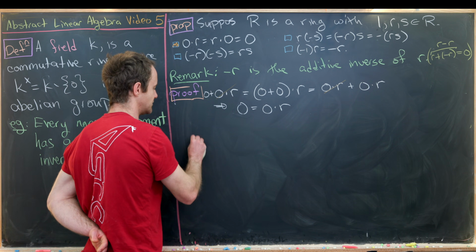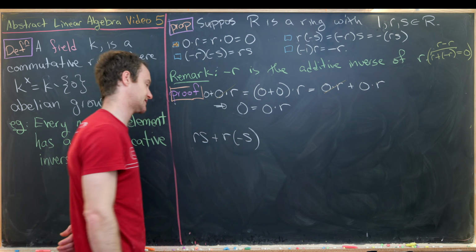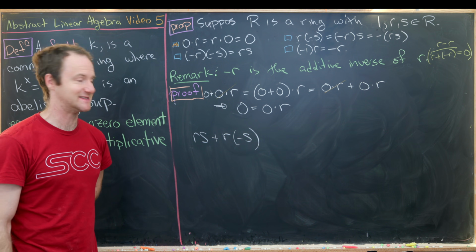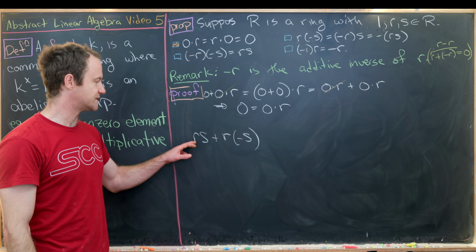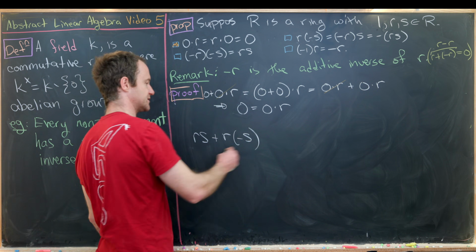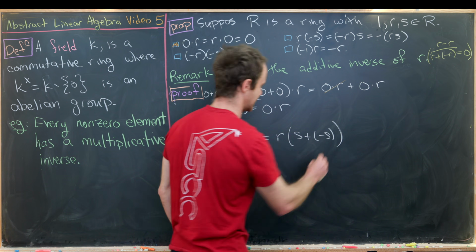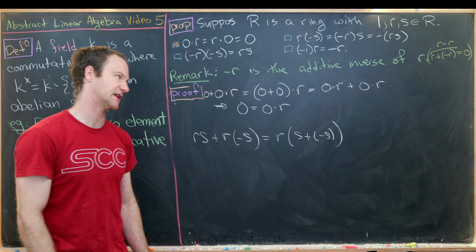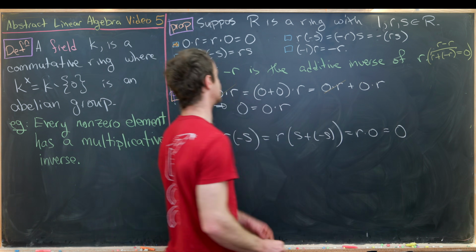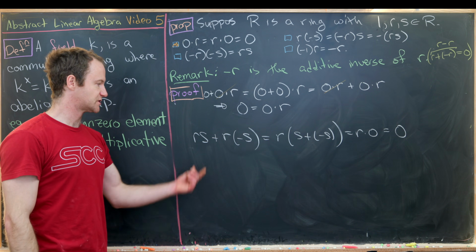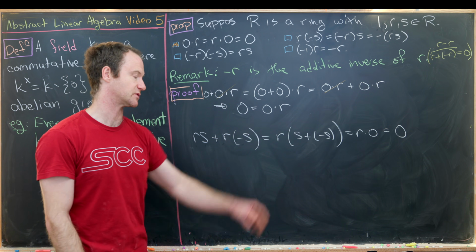So let's look at the object RS plus R times negative S. So hopefully we'll get 0 for that and we will have our result, but we don't have that yet. So let's use our left distributive rule to bring the R out. That'll leave us with R times S plus negative S. But then we know S plus negative S is 0. So we have R times 0, but R times 0 is 0 from this first bit. So we're left with R times S plus R times negative S is equal to 0.